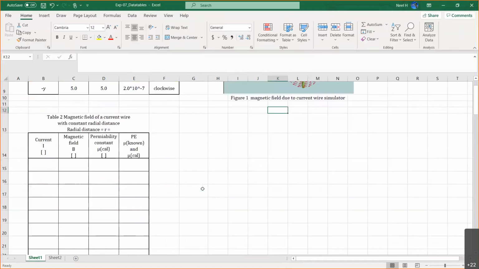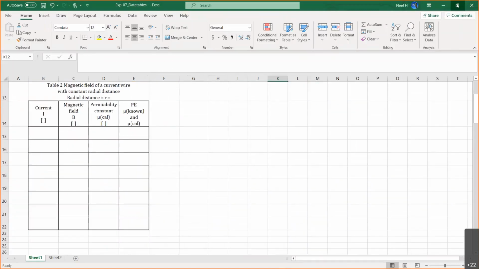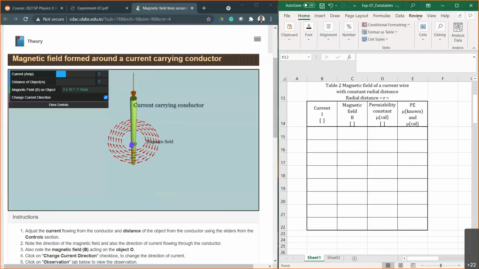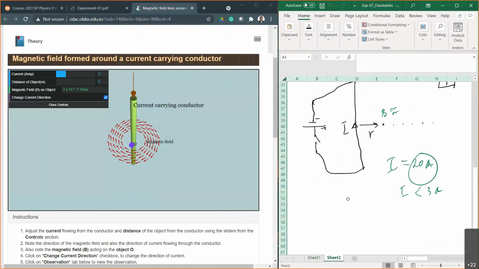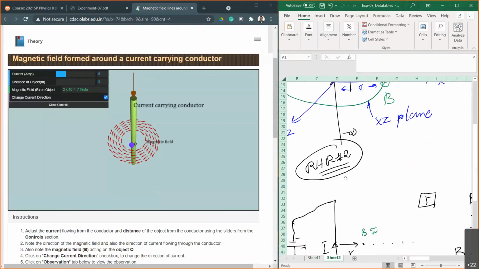All right, then let's continue on table number B. Any question? Current, unit amps, magnetic field, unit Tesla, and the permeability unit we have to figure out. There are a couple of different ways you can figure out the permeability unit. You can take a look at the formula we're using today. So that's one way to figure out the permeability units.